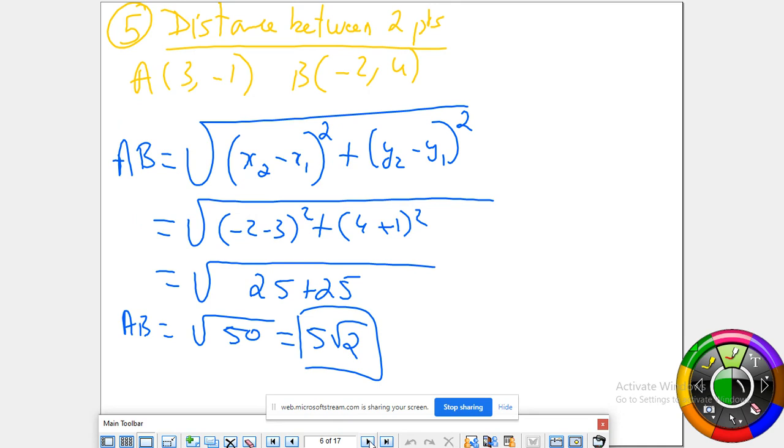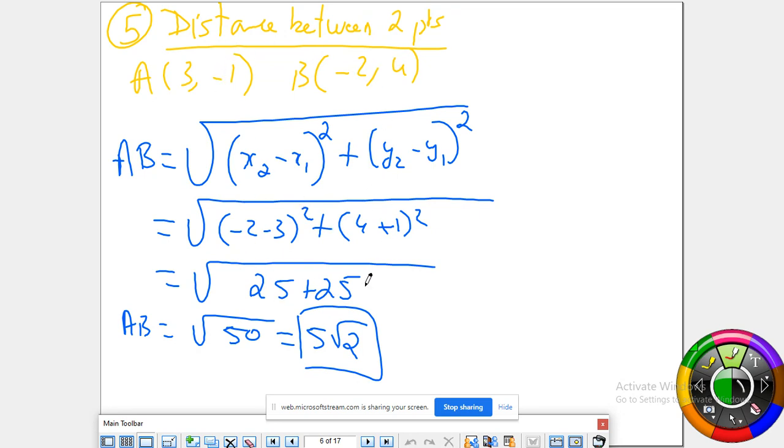Distance between 2 points. If I have 2 points, I'm sorry guys for the crying. Distance between 2 points. If I have 2 points, (3, -1) and (-2, 4), you know the distance formula from the first chapter that we did this year. It's the square root of (x2 minus x1) squared plus (y2 minus y1) squared. So I can replace: (minus 2 minus 3) squared plus (4 minus minus 1, so 4 plus 1) squared.